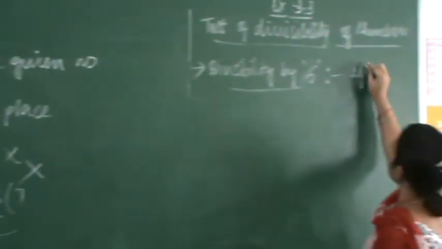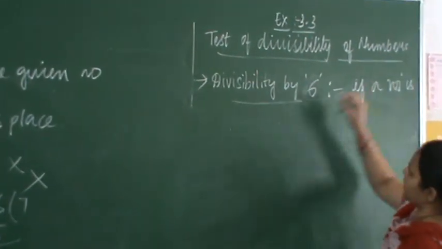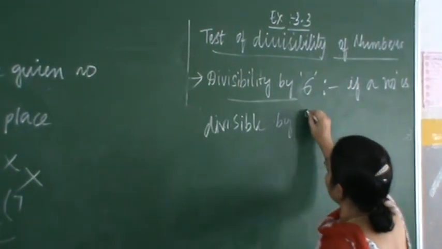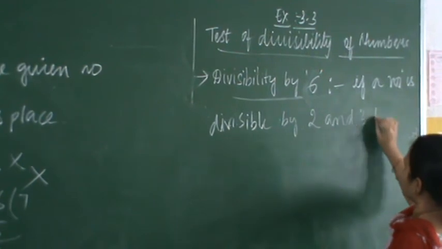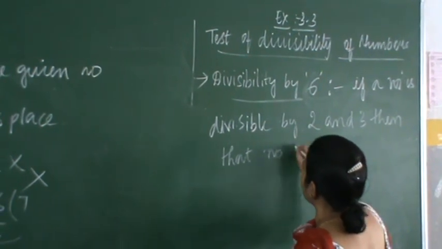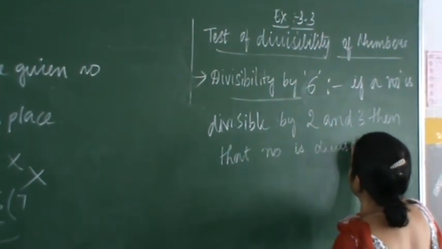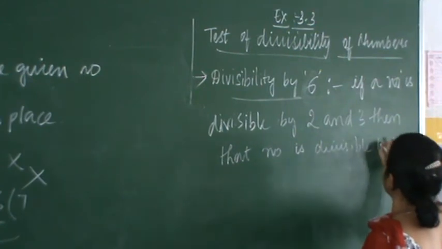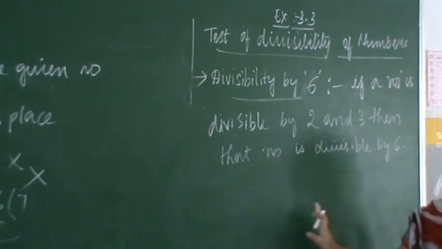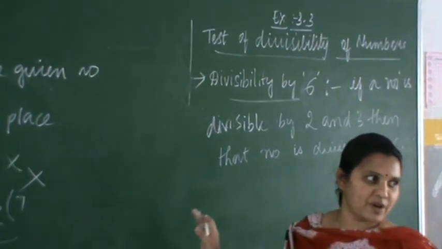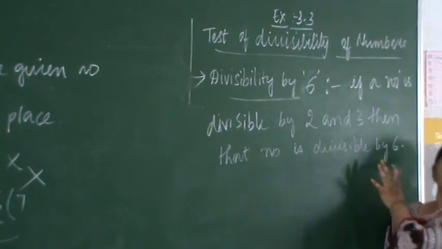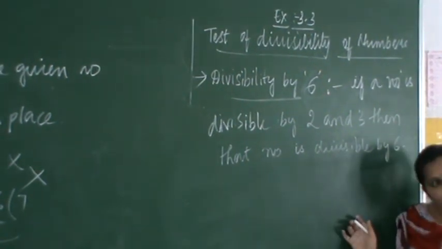If a number is divisible by 2 and 3, then that number is divisible by 6. What is the rule of divisibility by 6? Children, if you want to check whether a number is divisible by 6, you have to check whether the given number is divisible by 2 and 3. If the number is exactly divisible by 2 and 3, then the number is exactly divisible by 6.